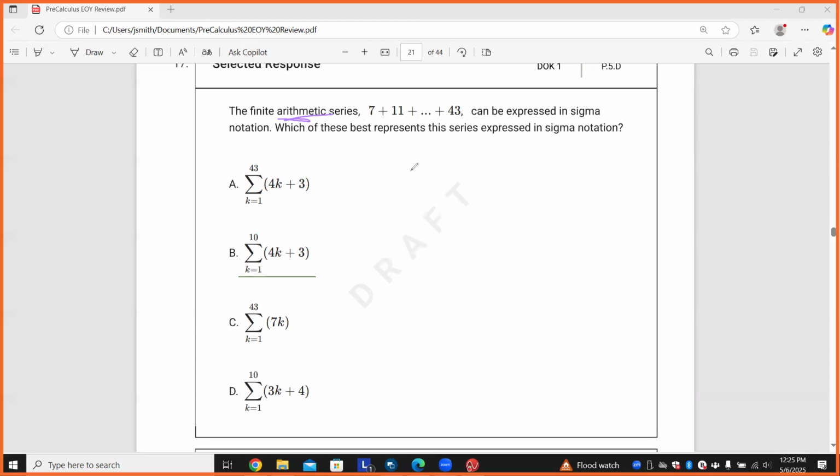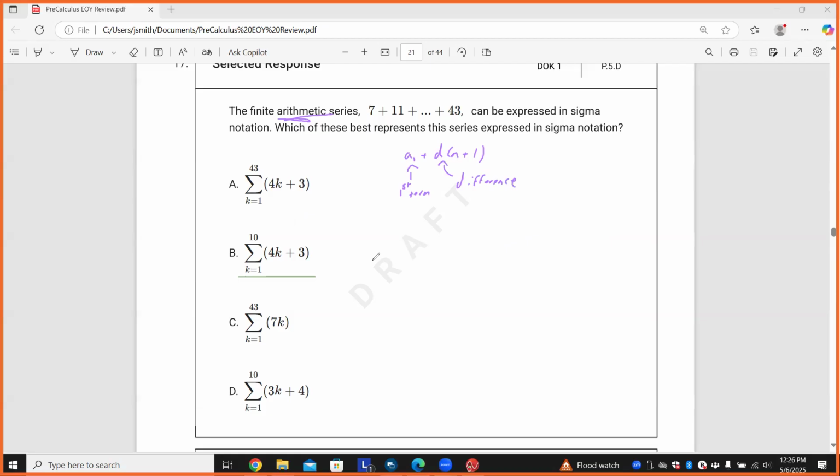Arithmetic, super easy, hopefully. It's a sub n equals a1 plus d times n minus 1. Just so you're aware, a1 is the first term, and d is the difference. That's the only thing you plug in. The n minus 1 stays the same.